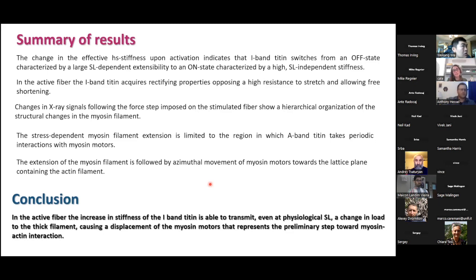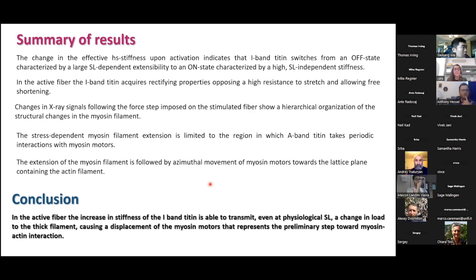that the change in X-ray signal following the first step imposed on the stimulated fiber shows a hierarchical organization of the structural changes in the myosin filament; that the stress-dependent myosin filament extension is limited to the region in which I-band titin takes periodic interaction with the myosin motor; and then that the extension of the myosin filament is followed by an azimuthal movement of myosin motors toward the lattice plane containing the actin filament.